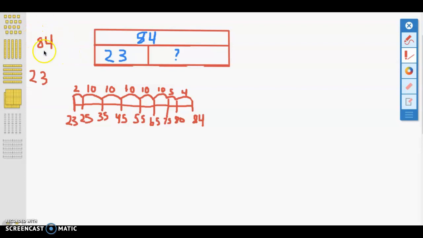Jason had 84 cards. He gave Brian 23 of them. How many cards does Jason have left? Okay, so we know we started off with 84 cards, and we know we gave 23 away, and we need to know how many are left over from that 84.